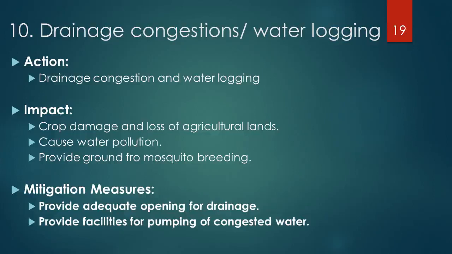Drainage congestion or water logging. The action is drainage congestion and water logging, and the impact is crop damage and loss of agricultural lands, which cause water pollution and provide a ground for mosquito breeding. Mitigation measures: provide adequate openings for drainage and provide facilities for pumping of congested water.